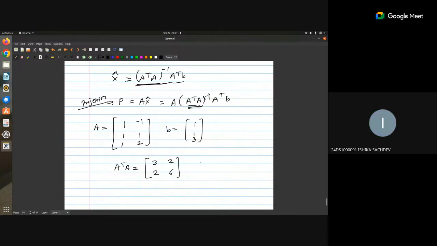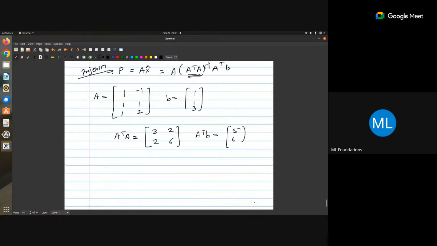And then I think it is 3, 6. A transpose b will be a 2x1 matrix: 5, 6. Okay. You have to do one more calculation. So this is a 2x2 matrix and this is a 2x1 matrix. So I'll get a 2x1 here, right?